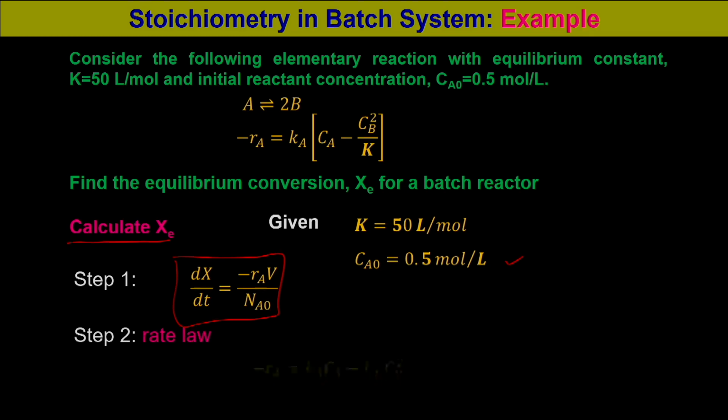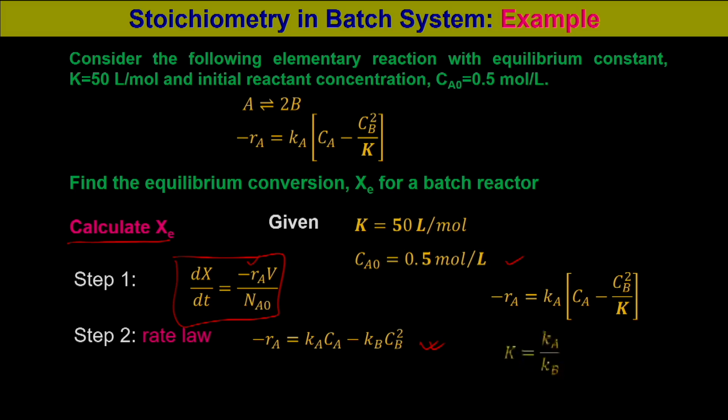And the rate law which is given over here is that minus Ra has to be related with the concentration, that is, minus Ra is equal to Ka Ca minus Kb Cb square. And then from here you can write minus Ra as equal to Ka into Ca minus Cb square by K. So, this K is nothing but Ka by Kb.